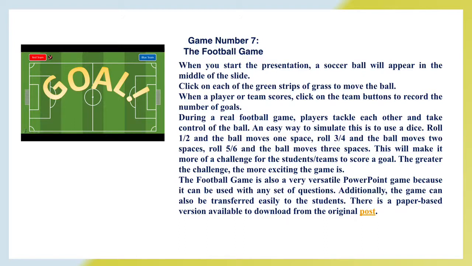During a real football game, players tackle each other and take control of the ball. An easy way to simulate this is to use a dice. Roll one and two, and the ball moves one space. Roll three and four, and the ball moves two spaces. Roll five and six, and the ball moves three spaces. This will make it more of a challenge for the students or teams to score a goal. The greater the challenge, the more exciting the game is.